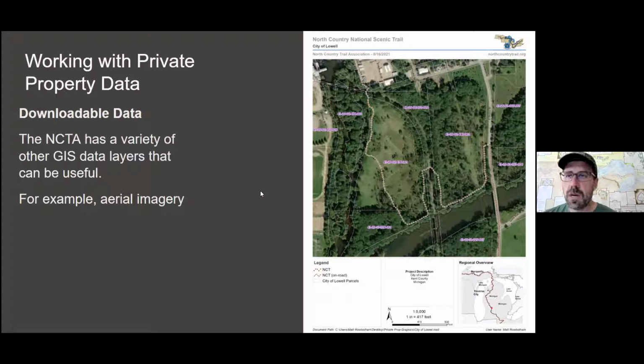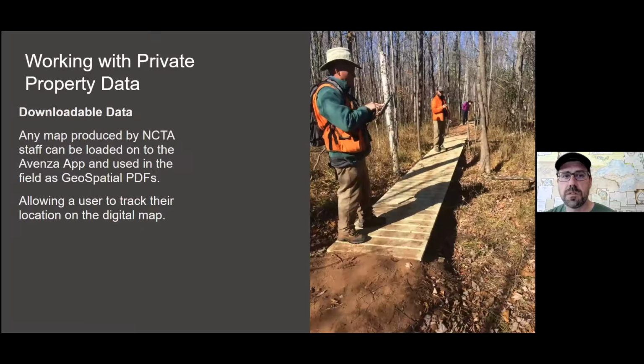Any of these maps that NCTA staff produces can be used in the field with the Avenza app as a geospatial PDF. So you're essentially loading that map that I was just showing on the screen onto the iPad that Bill Mankey is holding here, and that allows you to track your location on the map when you're out in the field. Very useful if you're working with a landowner or some other partner on the ground. Our regional trail coordinators use this all the time to show exactly where you are in relationship to the property boundaries or other features on the ground that might be of interest.